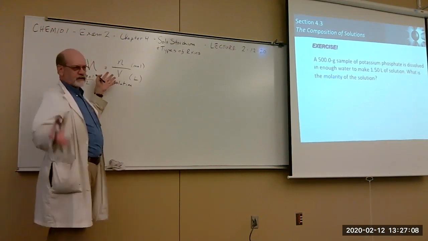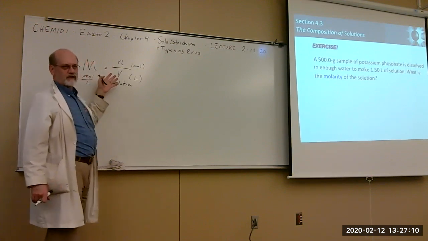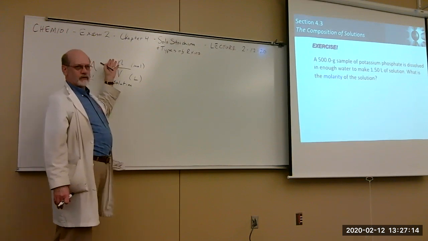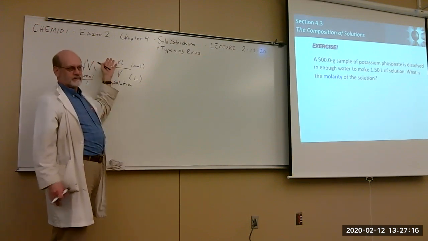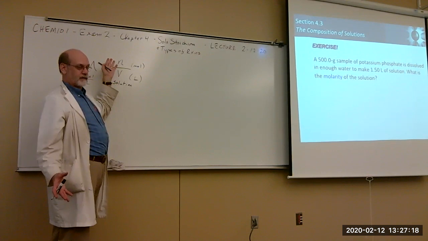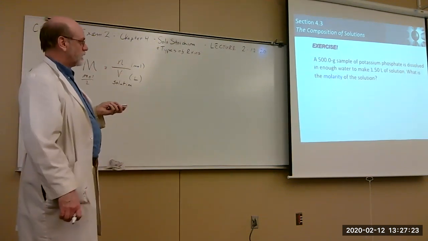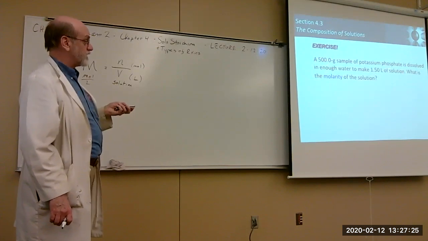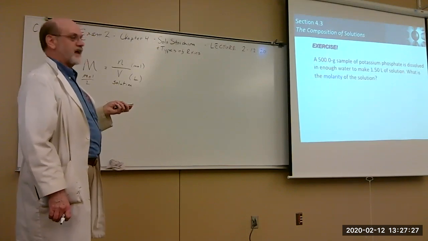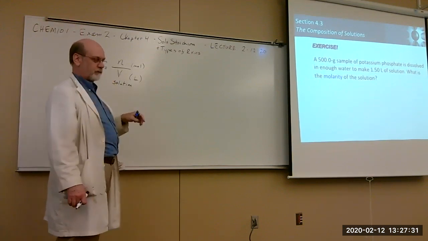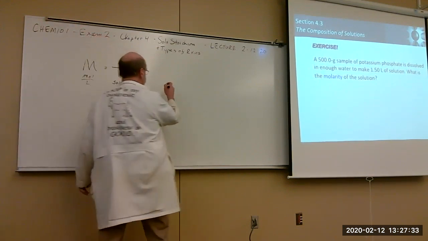So if you're going to make up a certain molarity solution, you need moles per liter. Liters are easy to measure. We have volumetric glassware that'll do that for us. But we don't have anything that'll measure in moles. Our balances measure in mass, grams. So you have to convert. If you've got 500 grams of potassium phosphate, you've got to convert that to moles of potassium phosphate before you can apply this formula. So how do you do that?